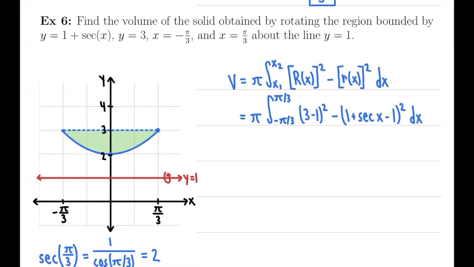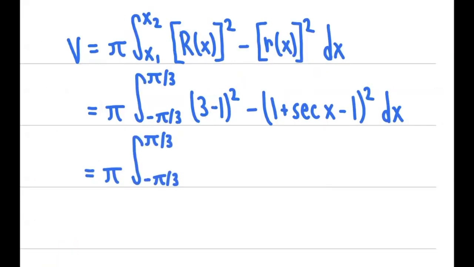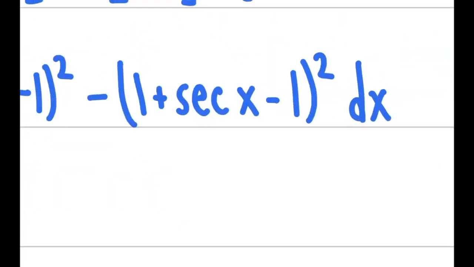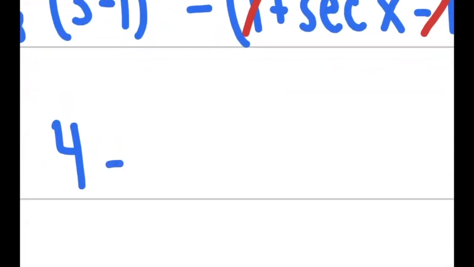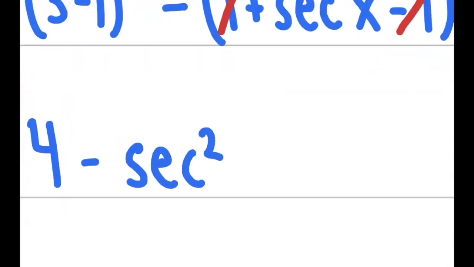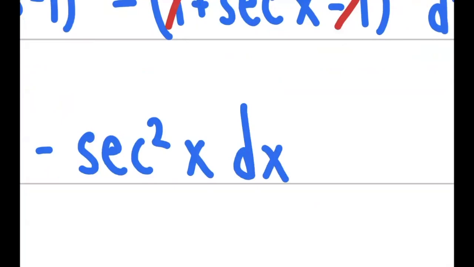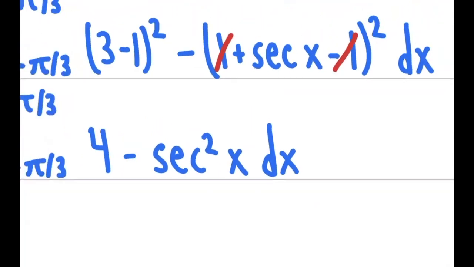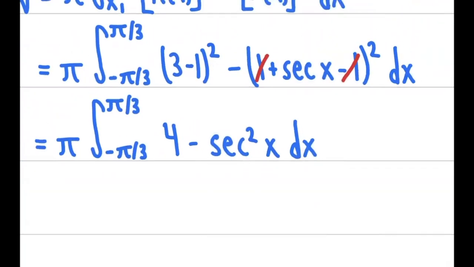Anyway, you're basically doing top minus bottom. So this is 2 squared, so that's 4. Over here, the 1's nicely cancel. And then you get minus secant squared x dx. We're going to do a nice integral here. It's going to be tangent on that part. I look forward to it.